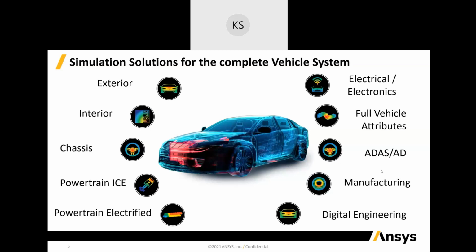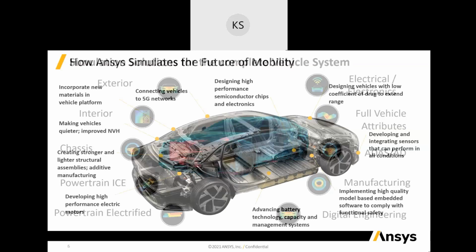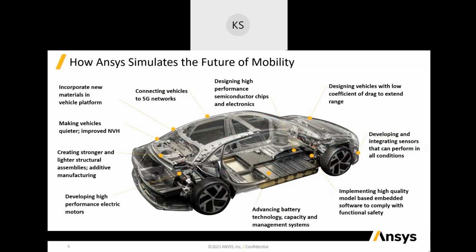So how does it simulate the future mobility, or how does it help? It basically has various ways. Again, as we talked about, it can help with connectivity, artificial intelligence building, battery technology, creating stronger or reliable structures, developing and integrating sensors that are used in modern cars, or designing vehicles with low drag coefficients. So there are various ways it can help with newer designs of the car.